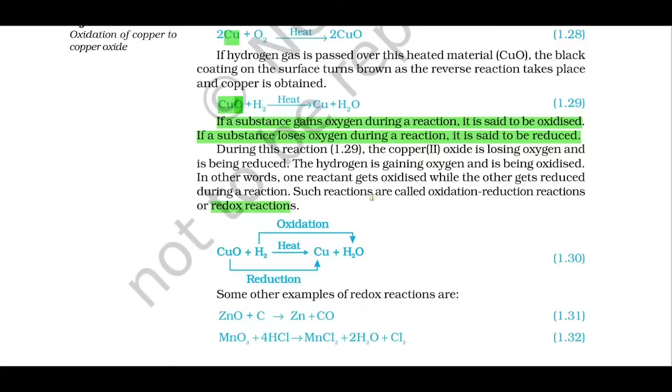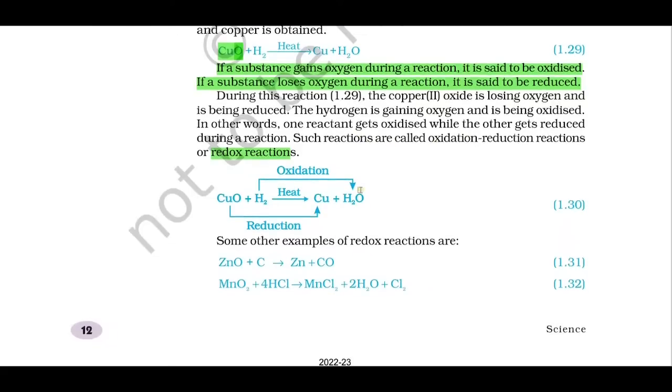The chemical reactions in which oxidation and reduction take place are called what? Redox reactions, right? Here CuO plus H2 gives what? Cu plus H2O. Which substance is reduced? CuO is reduced to Cu, whereas H2 gains oxygen, that means H2 is oxidized.